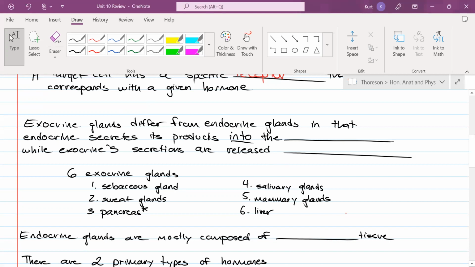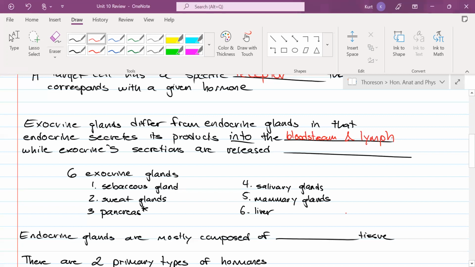Okay. Exocrine glands differ from endocrine glands in that the endocrine secretes its products into the blank. Two answers here, blank and blank. Where are hormones secreted, Jacob? Into the bloodstream. And what's the other circulatory system you guys have besides your bloodstream? No, not digestive. No, not nervous. Circulatory. It circulates throughout your body. It's also in your immune system. Begins with an L. Lymphatic. Lymph, the fluids in your tissues.